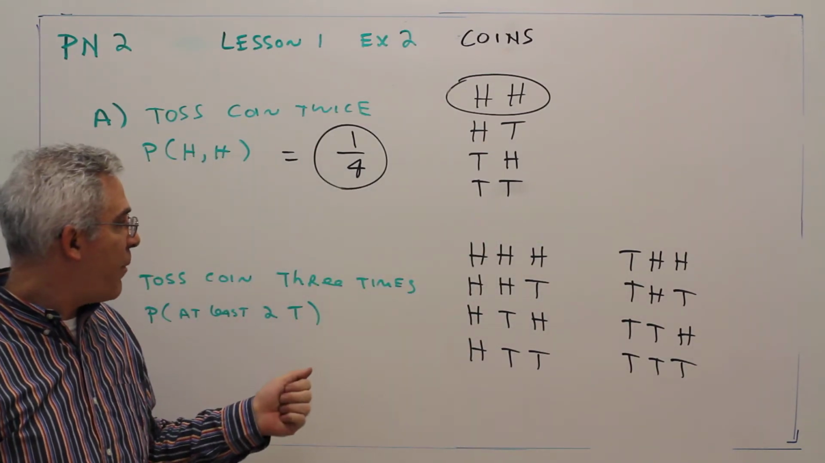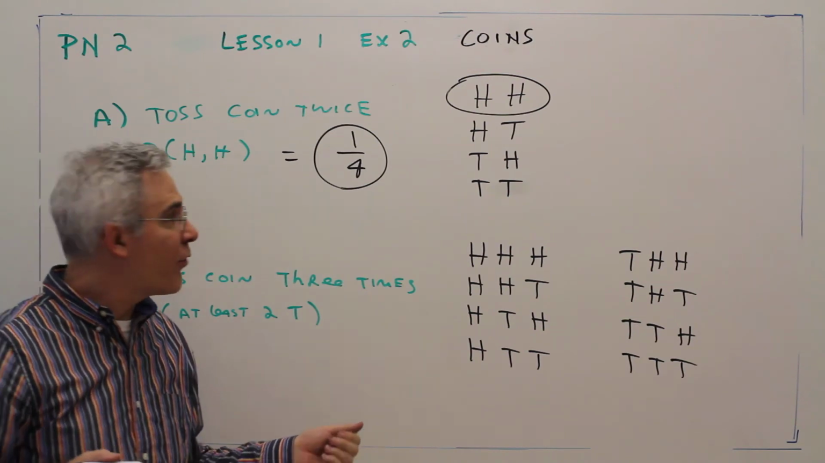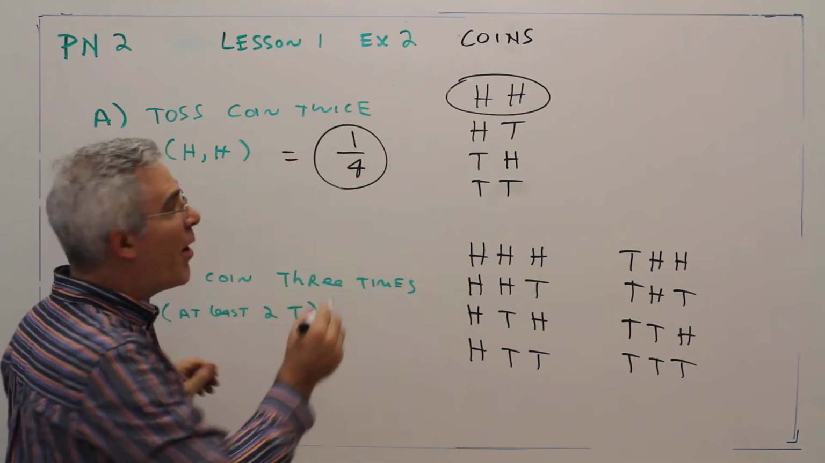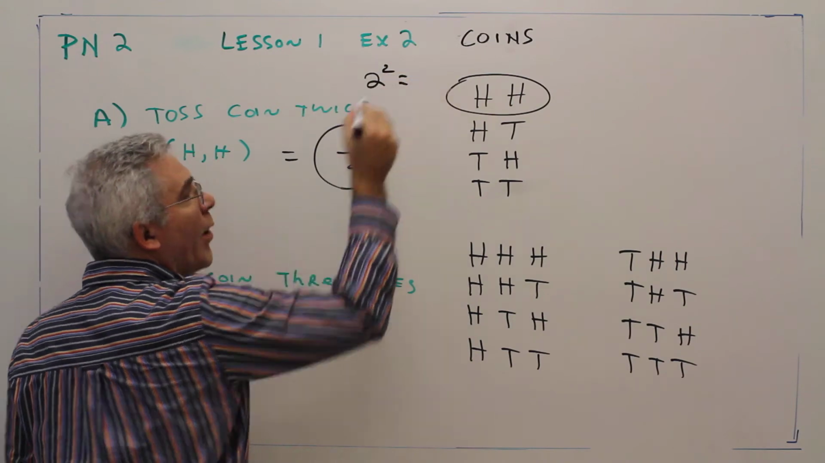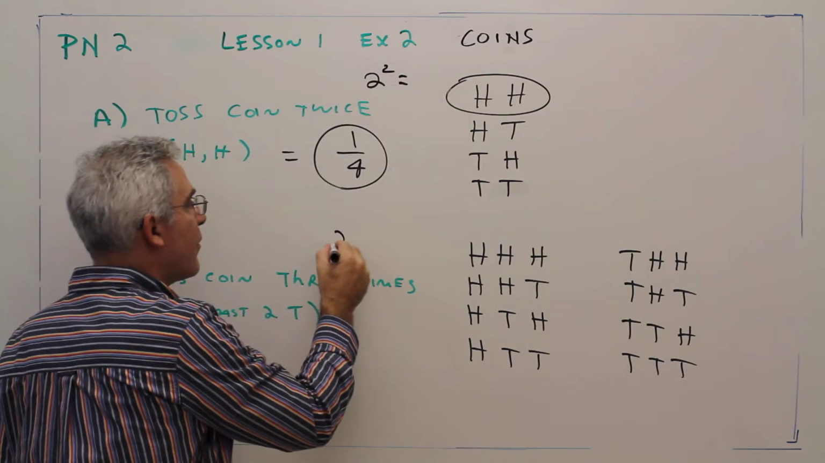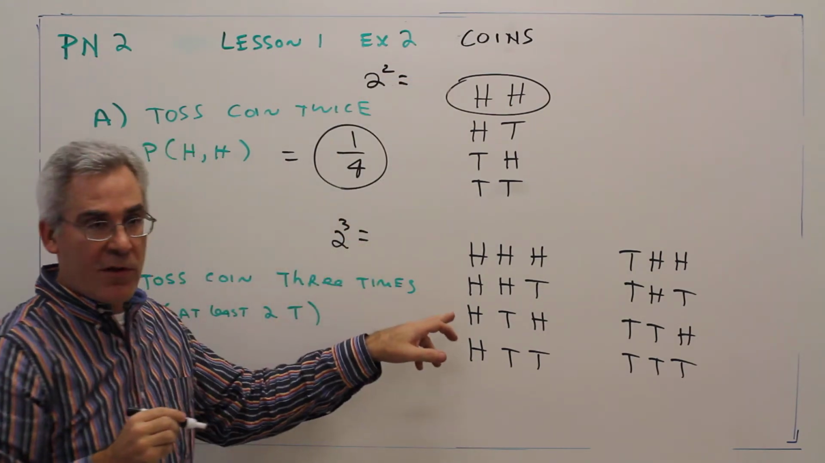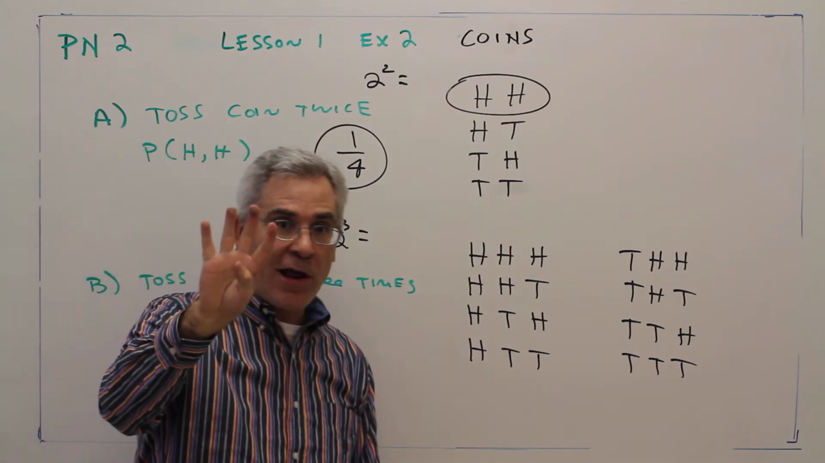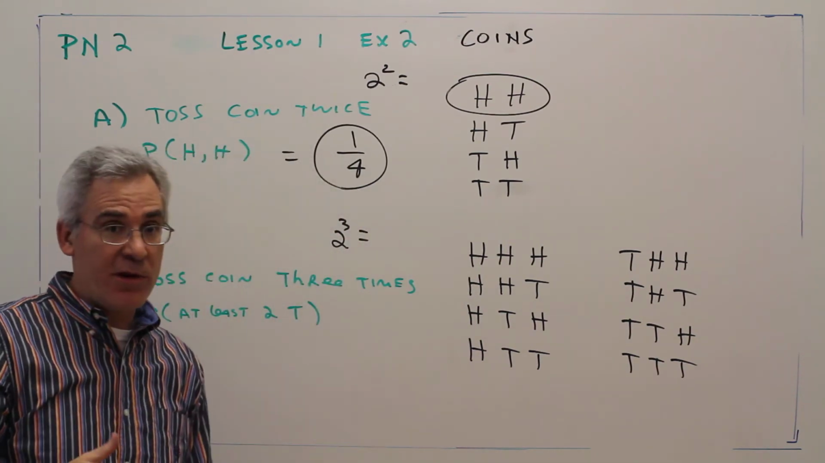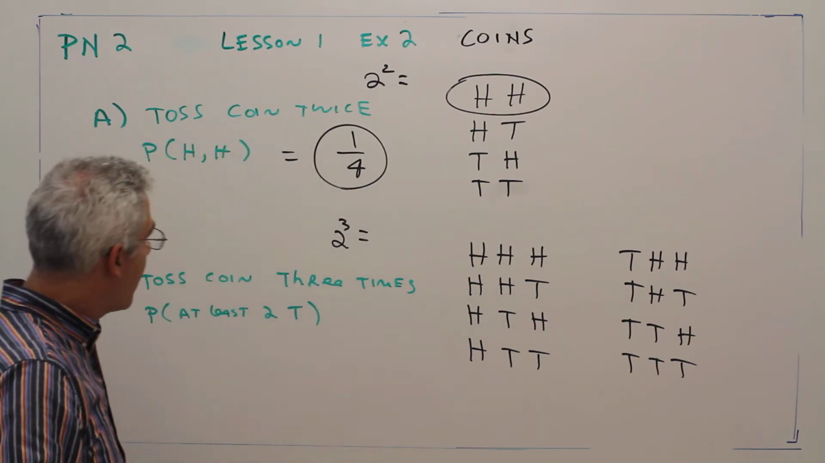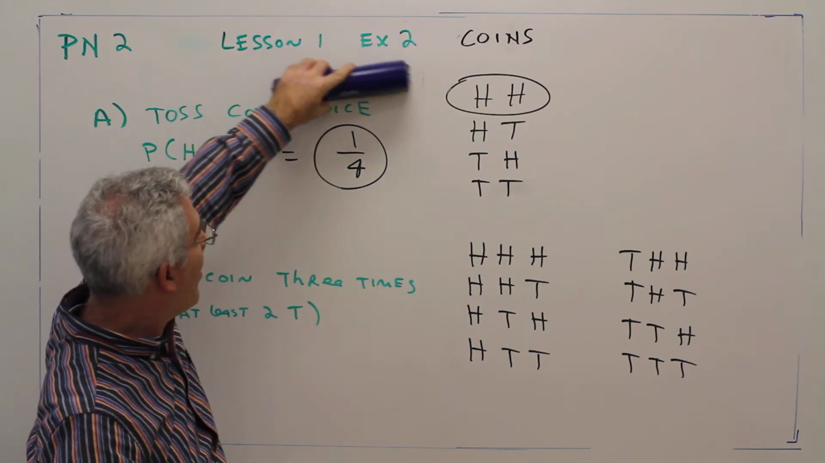It has 8 possible outcomes. Little trick: toss a coin twice, 2 squared is 4. Three times, 2 cubed is 8. If we're going to toss it 4 times, 2 to the 4th, there'd be 16. Okay, so let's finish the problem.